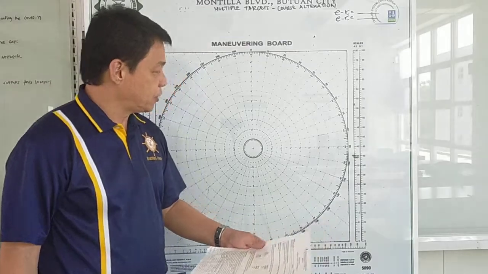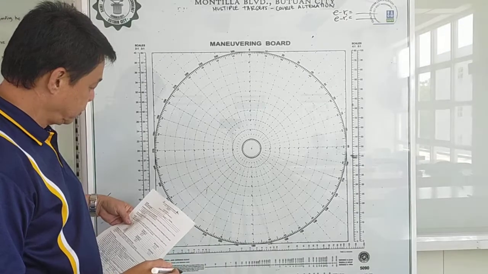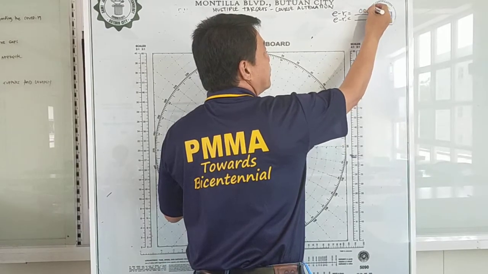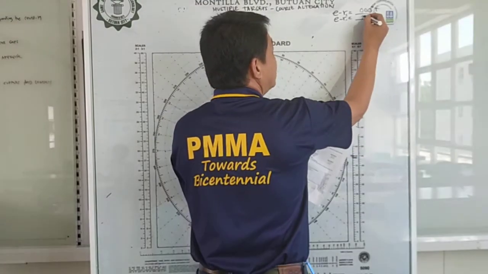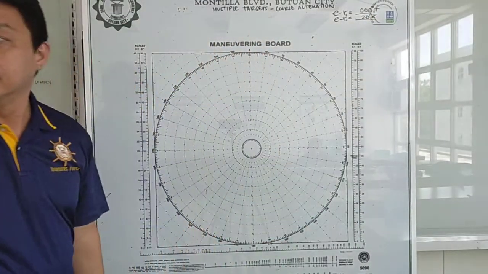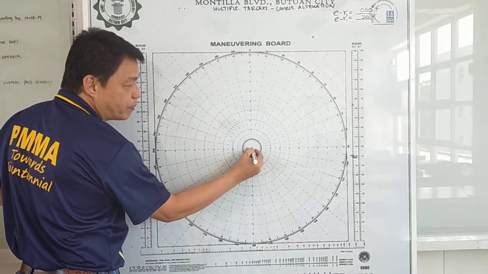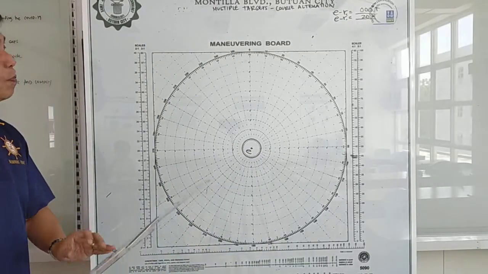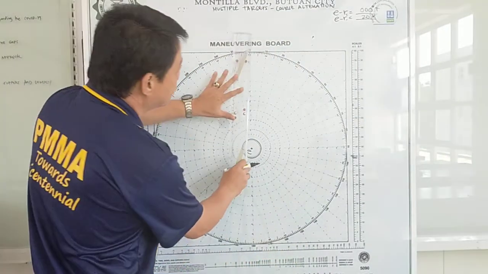No? So let's start. Given, we have your own course and speed. Your own course is 0 degrees true. And then your own speed is 20 knots. Okay? So, that is the first given. Basing on our previous, the center of the maneuvering board represents letter E. So you plot first the E to R 0, 0, 0. So that is northbound.